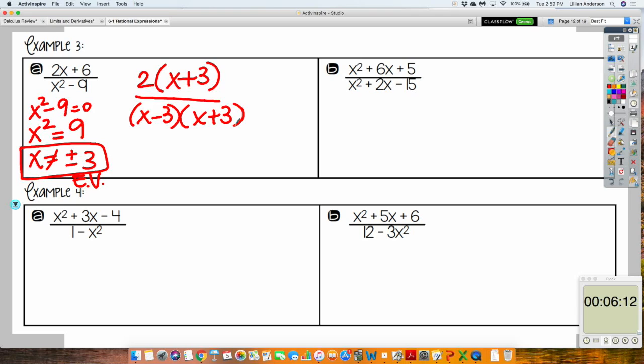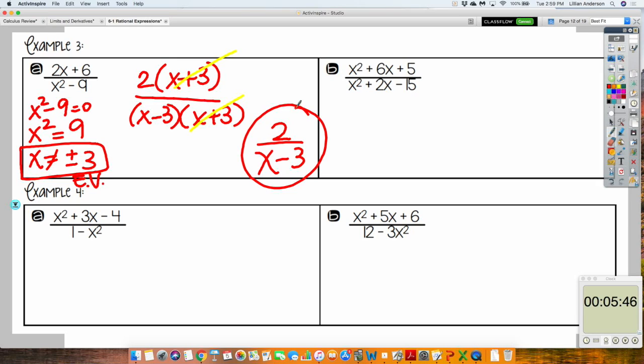Look at the bottom. It's a difference of perfect squares, isn't it? X squared is a perfect square. 9 is a perfect square. That's why I took that time at the beginning to go over it, because you're going to see these throughout this entire first half of the unit. Do they have anything in common that I can cancel out? X plus 3. So when I cancel that out, what am I left with?